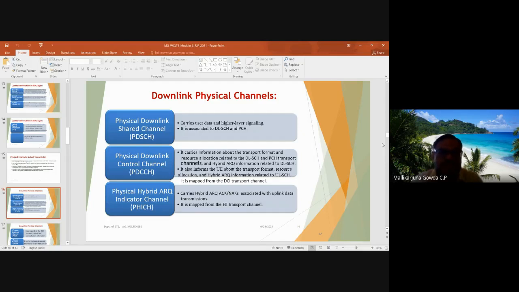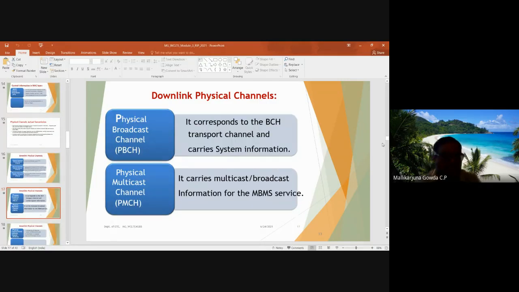The next one is the physical hybrid ARQ indicator channel, that is PHICH. Okay, physical hybrid ARQ indicator channel. So this channel carries hybrid ARQ acknowledgement or negative acknowledgements associated with the uplink data transmissions. And this channel is mapped from the HI transport channel. Okay, so these are the 3 downlink physical channels I discussed, and 2 more are there.